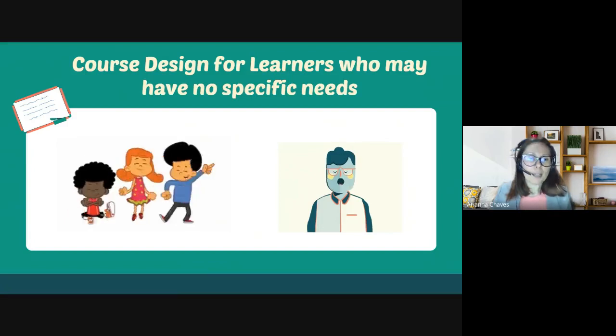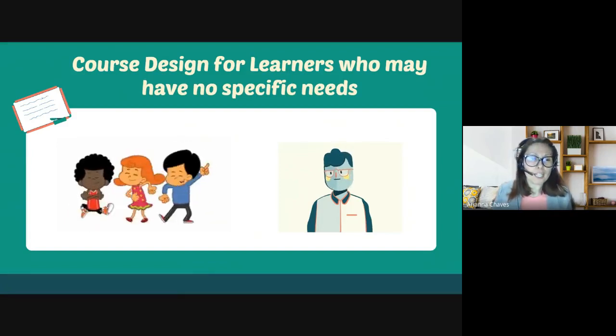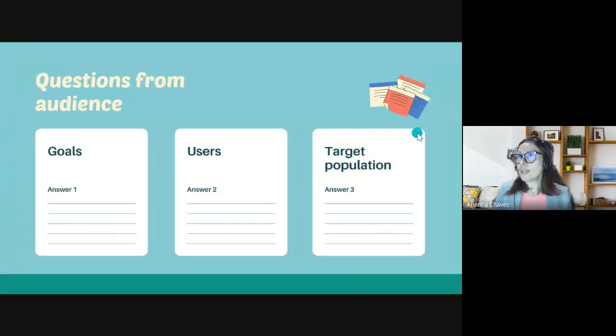And now, another question that I have for you, Gre, maybe now we can jump in and talk about some other questions that you have from the audience. It is about what exactly are the goals of the needs analysis? Who are the users in the needs analysis, and what is going to be our target population?